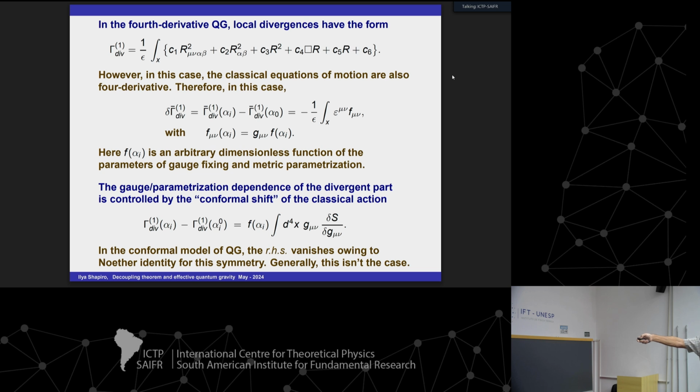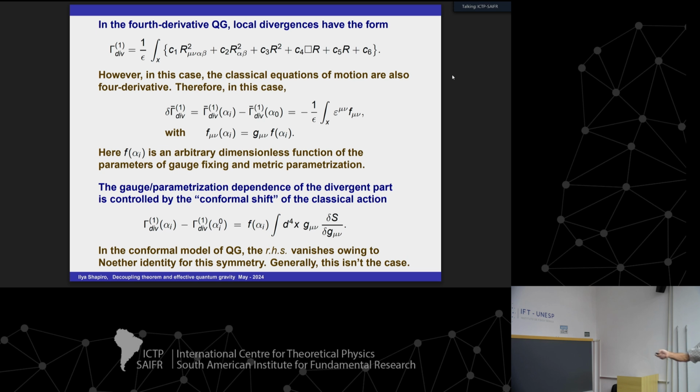So, in this case, we can say that the difference between two effective actions is proportional to f of alpha, which is a completely arbitrary coefficient, multiplied by what I called in 94, in my best paper probably, the conformal shift of the classical action. What it means? It means that if we put here the Weyl term, you have 0. So Weyl squared term has well-defined beta function. If you put here Gauss-Bonnet, 0. So Gauss-Bonnet has perfectly well-defined beta function.